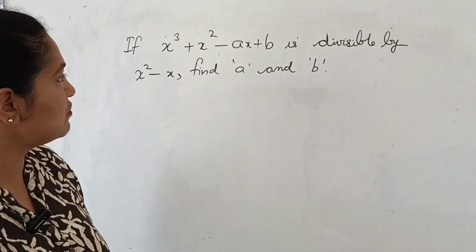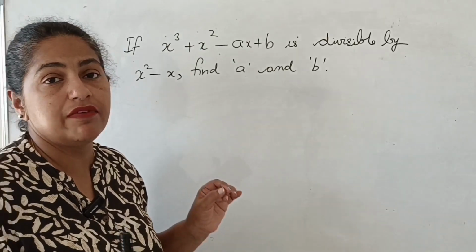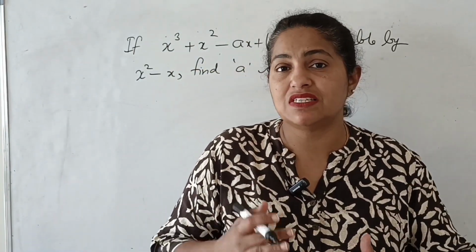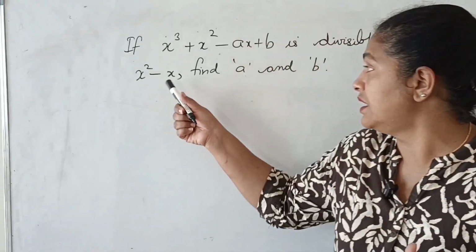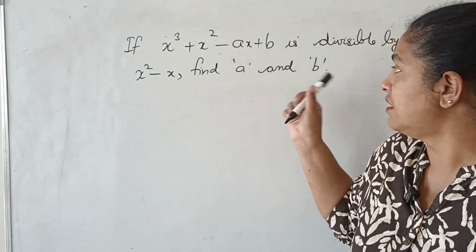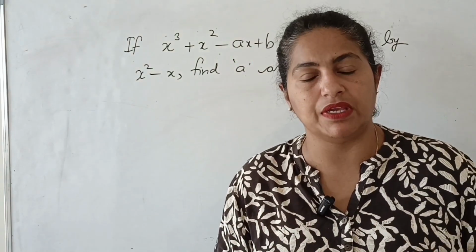If x cube plus x square minus ax plus b is divisible by x square minus x, find the values of a and b. So a cubic polynomial is given to us which is said to be divisible by this particular term, which is a quadratic polynomial, and the cubic polynomial has got two unknowns a and b. We need to find the values of a and b.